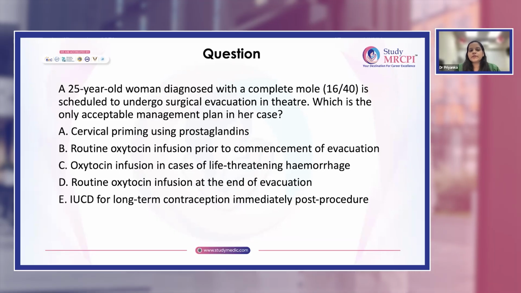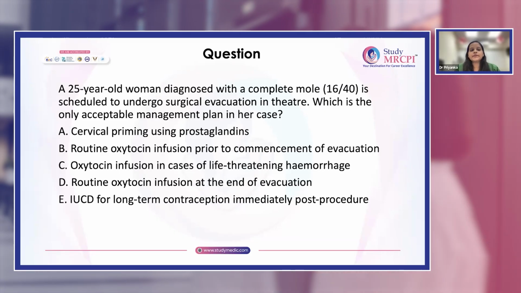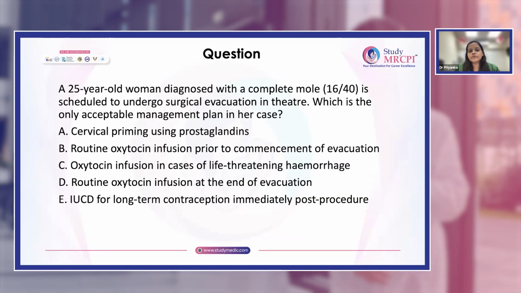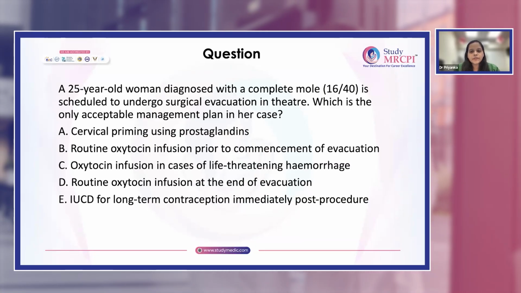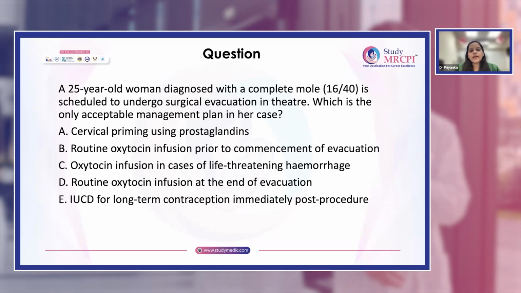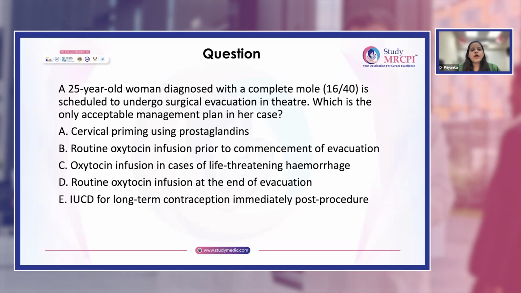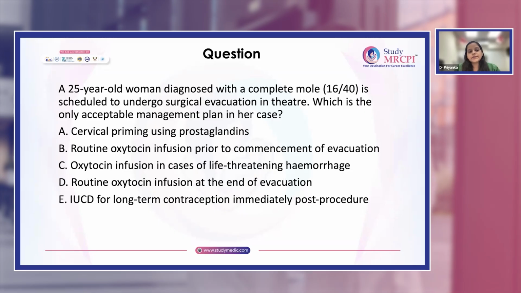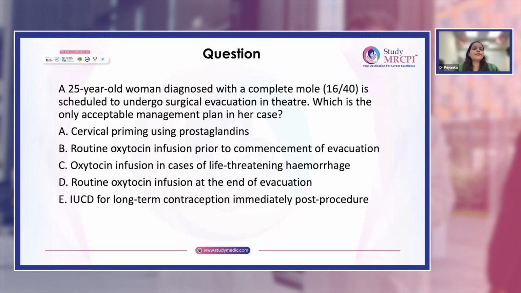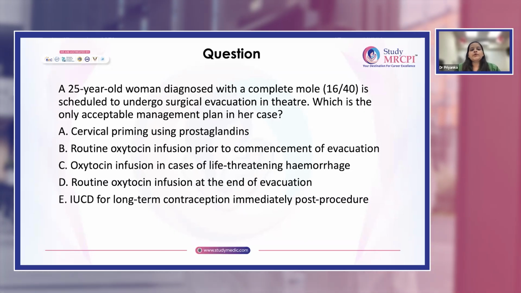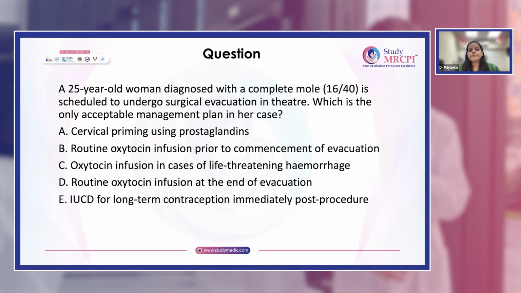So using cervical priming, using prostaglandins, or routine use of oxytocin infusion, or selective use only when there is a case of life-threatening hemorrhage, or routine use at the end of evacuation, and IUCD, that is intrauterine contraceptive device, for long-term contraception immediately post-procedure. So what do you think here the answer can be?